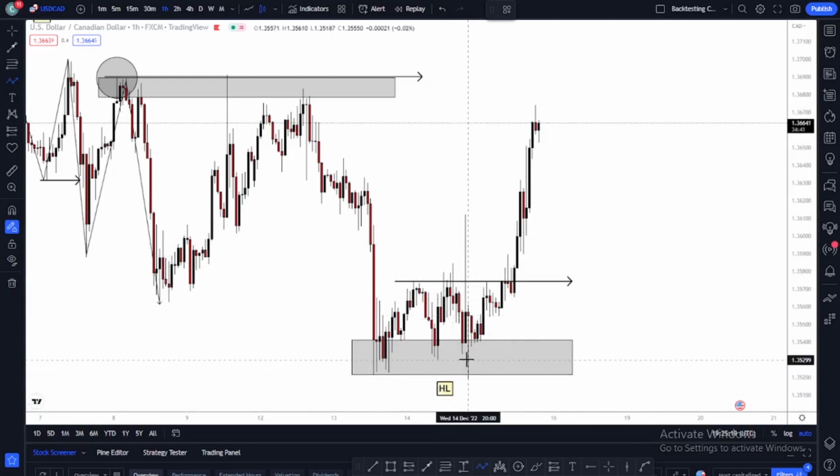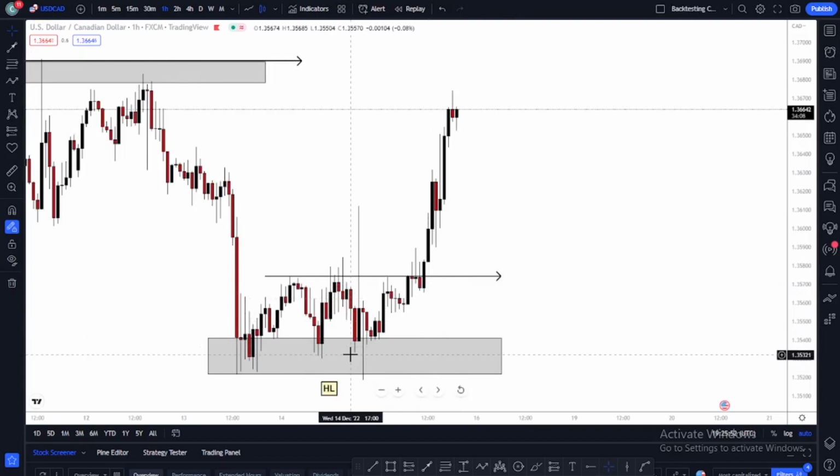After this happened, what was I waiting for? Like I said earlier on, all I was waiting for was a closure or a break of this neckline. Then I go in for longs or buys. So I waited patiently, and lo and behold, what did price do? Price came into the neckline, rejected the first time, went back up into the neckline, rejected, and finally decided to break the neckline with a what? With a bullish engulfing candle.